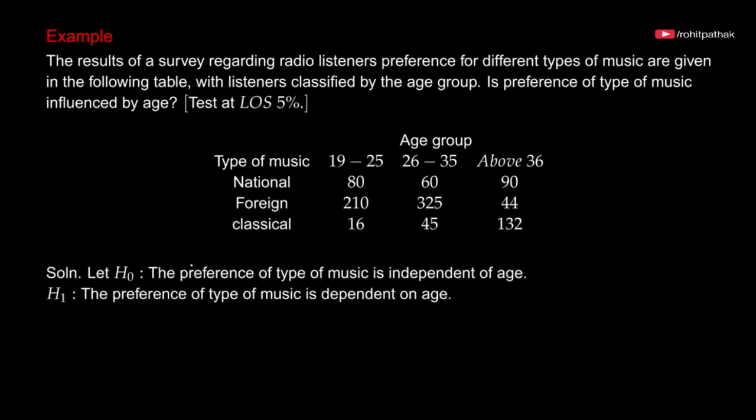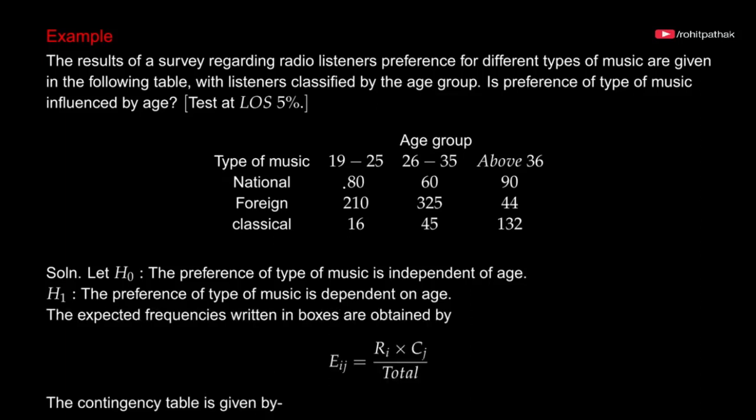For this purpose, we set H0 as the preference of type of music is independent of age. This is how we set H0 always. We assume that the attributes are independent, and together with this H0 we set H1: the preference of type of music is dependent on age. That means we always set H1 like the attributes are dependent, or not independent.